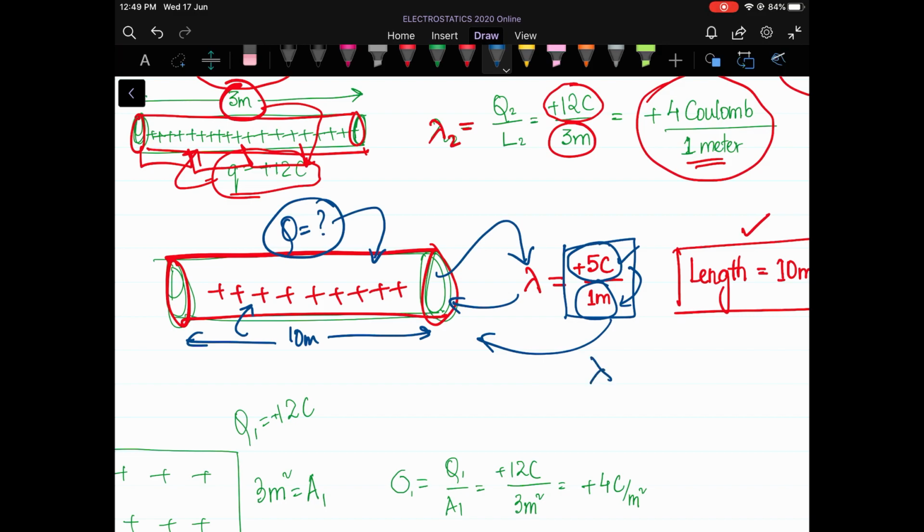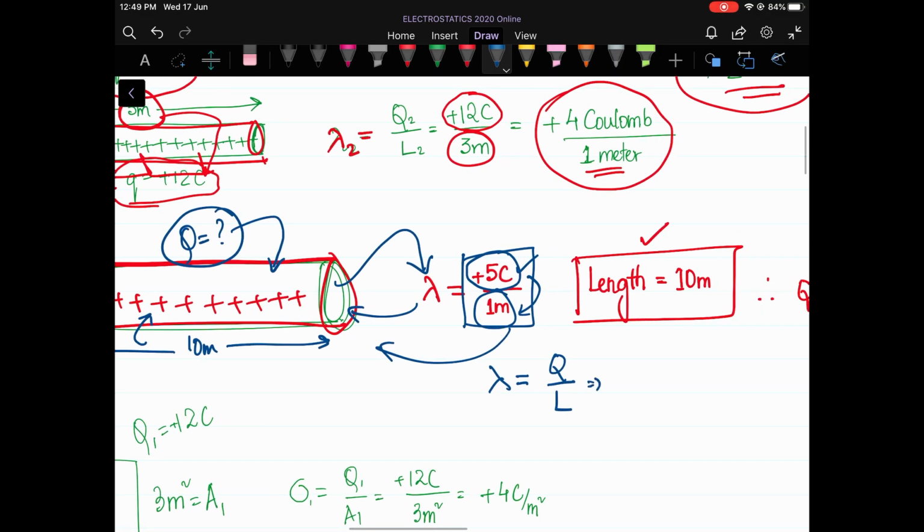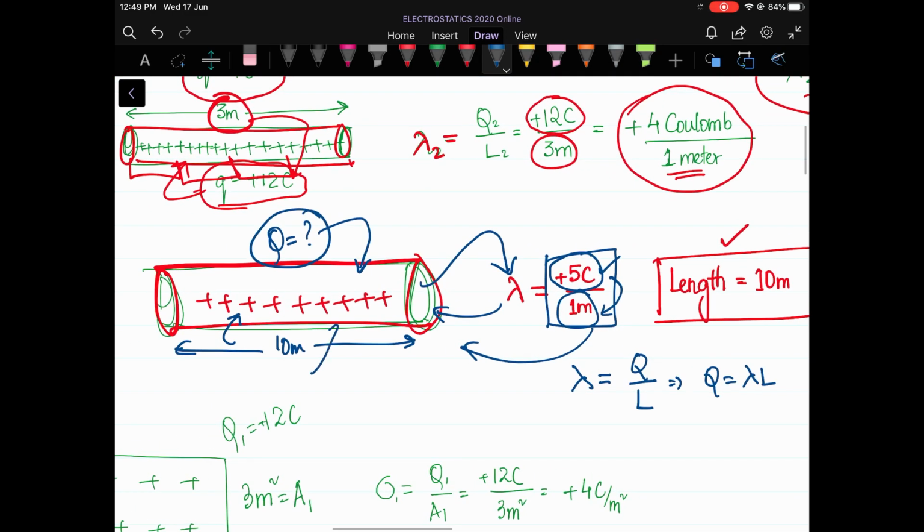You can see from here, lambda was defined as charge per unit length. If I'm going to find the value of the charge, I must simply multiply lambda into L. I'll repeat again. This distribution is linear charge distribution with a value of lambda equal to 5 coulombs per meter. The total length of this rod was 10 meters. Therefore, the total charge present here must be 50 coulombs. And how do we get that? We simply multiply the lambda value into L value.